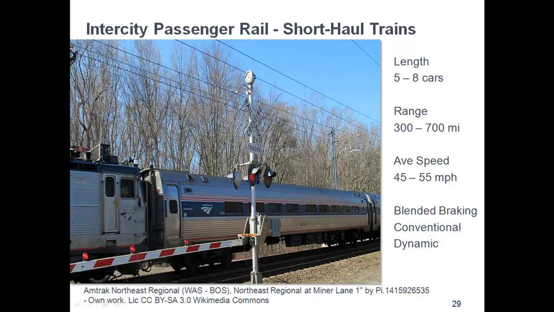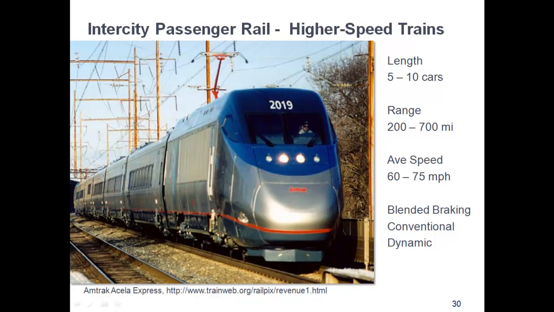The Amtrak Northeast Corridor, Washington, D.C. to Boston, 450 miles in 8 hours. The characteristics of higher speed intercity passenger trains are these. The length is typically 5 to 10 cars. Range is 200 to 700 miles. Average speeds are 60 to, say, 80, although, again, on the Northeast Corridor, 110 to 150 miles an hour max.